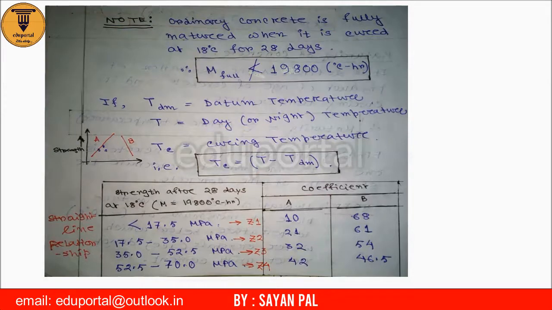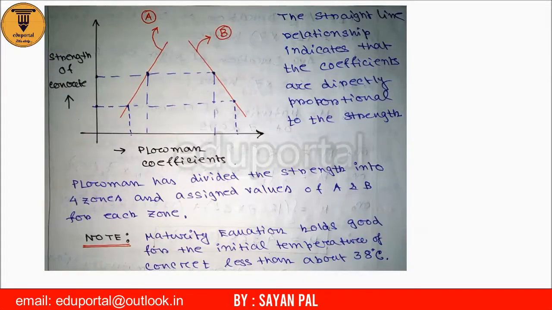So we will see the curve. Here it is a straight line relationship between the coefficients A and B, Plowman's coefficients, and the strength of the concrete. Plowman has divided the strength into four zones, and different values of A and B in each zone.